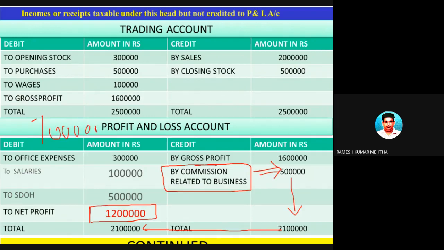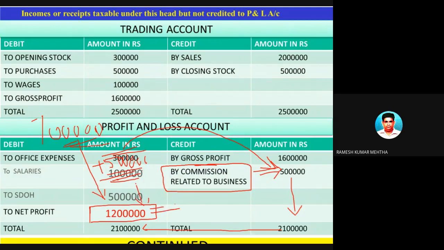If you remember, look here, 7 lakh rupees. Now the profit is not 7 lakh rupees; it has changed to 12 lakh rupees. It means there is an increase of 5 lakh rupees. So what is this increase? It is income by means of commission related to business. So to this old profit, this business income not credited to profit and loss account should be added back to arrive at the right profit. To the old profit of 7 lakhs, add the income of 5 lakh rupees which was not credited, to arrive at the real profit of 12 lakh rupees.